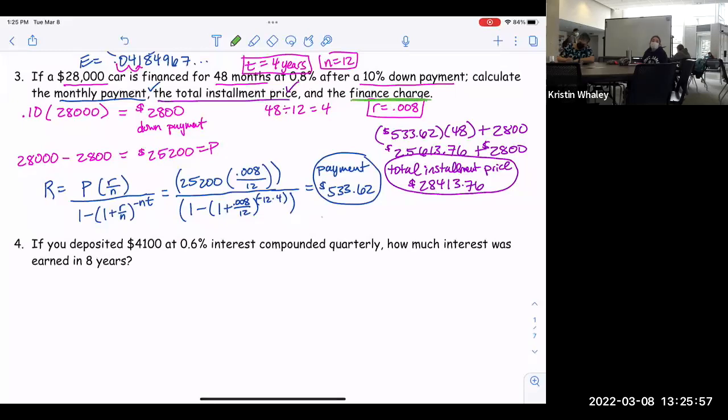So we're paying $28,413.76. And that was what we were paying for a car that was worth $28,000. So whatever that difference is, that's how much interest you're paying. In this case, it's not too bad because we had a pretty low interest rate, 0.8%. So we end up getting a finance charge or interest amount of $413.76.